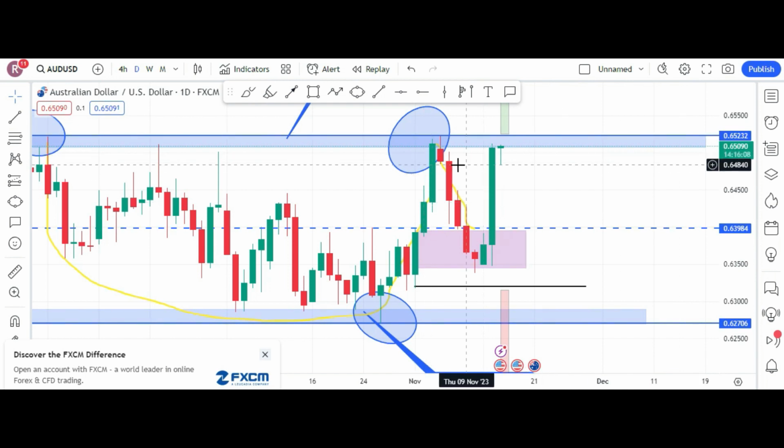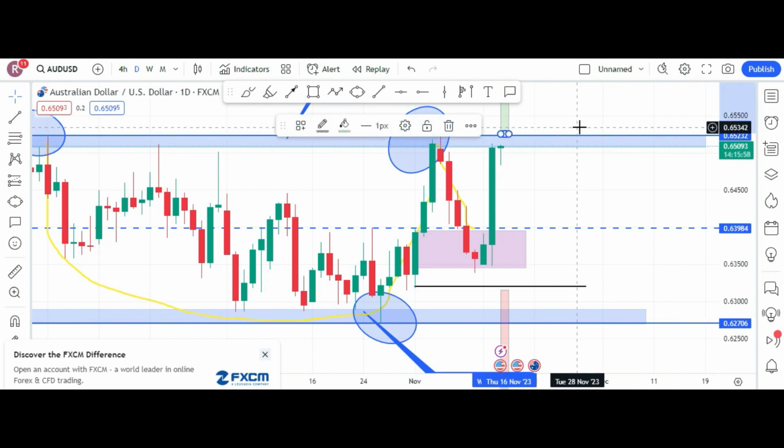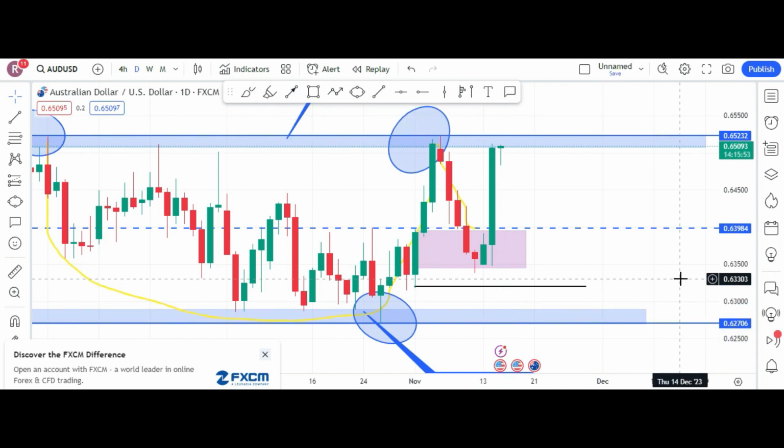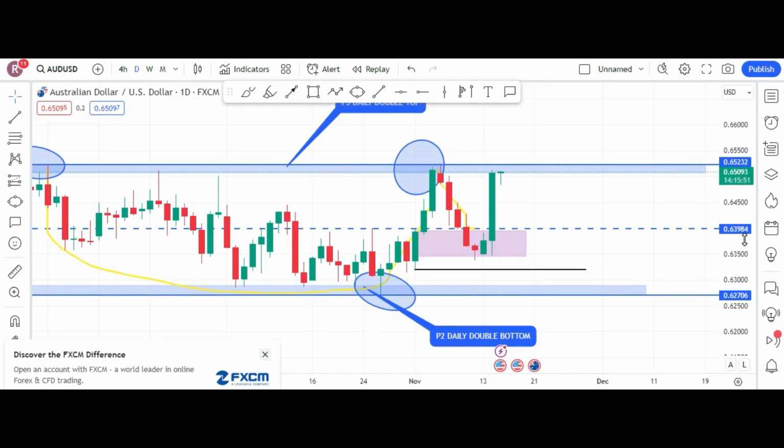Now you see that this is the neckline. We have the neckline here, you see. And if this neckline is broken, let me show you vividly so you guys can see things very clearly. So our cup and handle pattern has been fulfilled. Now this is the neckline, and we can see that it is trying to break the neckline.